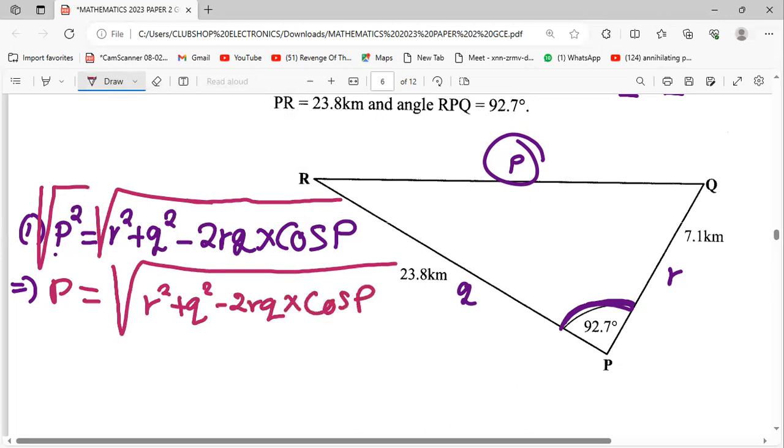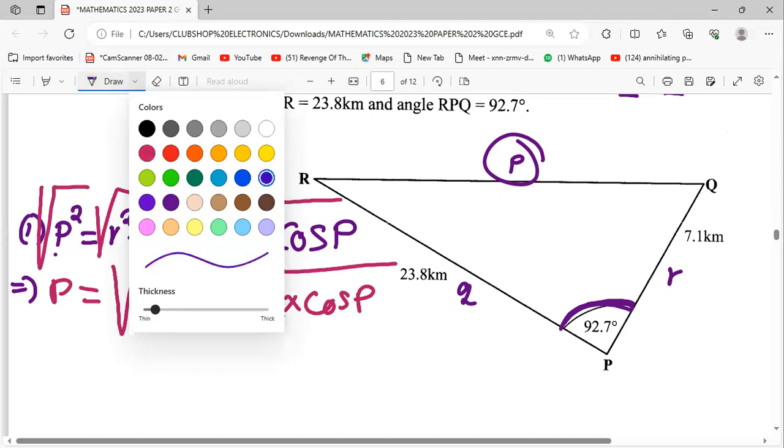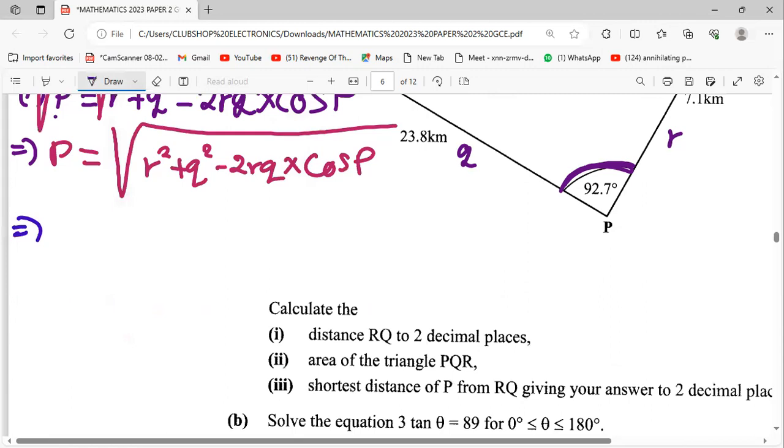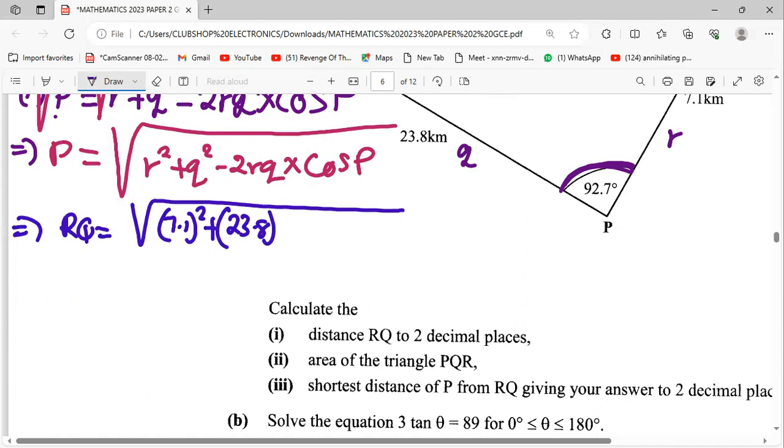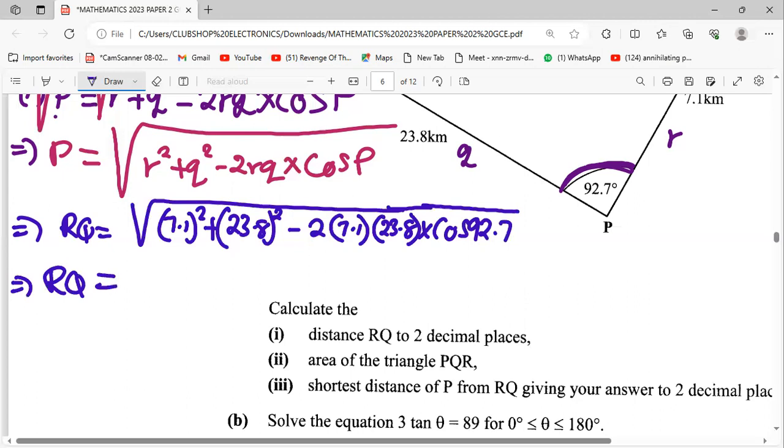Now we can proceed and write whatever we are looking for, which is RQ. What is side r? It is 7.1 squared plus q, which is 23.8 squared, minus 2 times 7.1 times 23.8 times cos 92.7. RQ is equal to, so you can get your calculator and try to work it out.